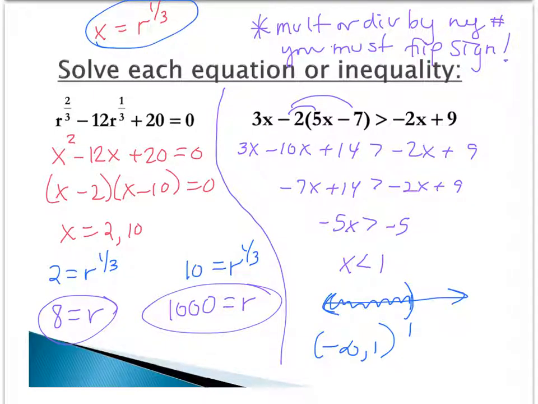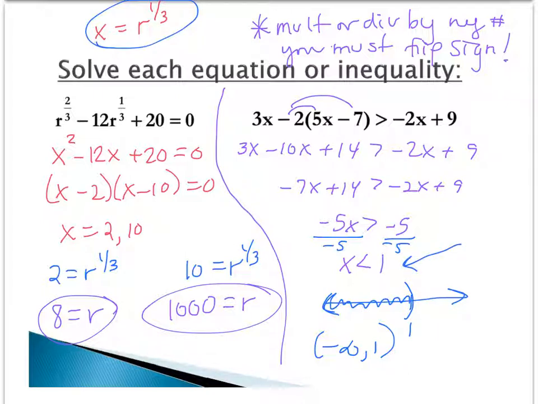For this problem, I need to make sure that I'm careful with my negatives when I distribute, that I combine like terms on the same side first, and then I do the opposite to move terms to either side. In the second to last step, where I have to divide by negative 5, I have to flip my inequality sign because I'm dividing by a negative. And that's where I get my answer of x is less than 1.